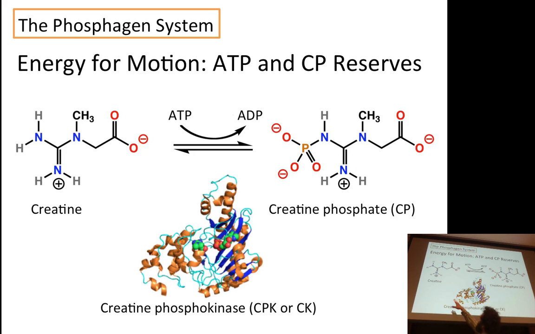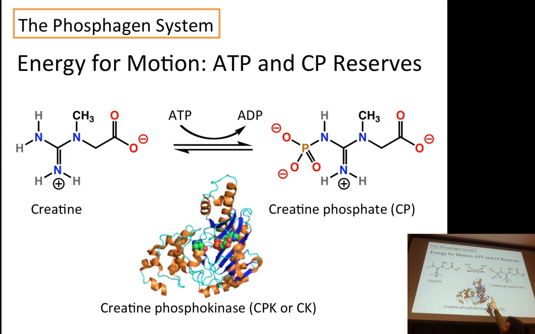Here's creatine. There's this enzyme called creatine phosphokinase. A kinase is an enzyme that takes a phosphate group and sticks it on something else. A phosphatase is an enzyme that does the opposite. It takes a phosphate group off of something, but a kinase takes some compound and sticks a phosphate group on it.